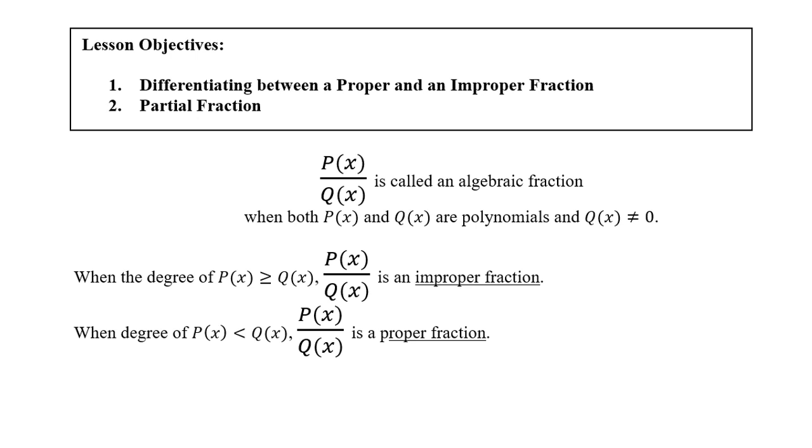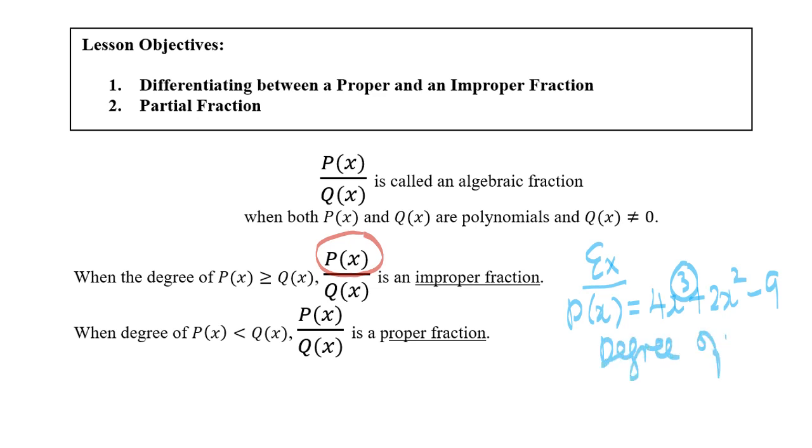Before we do partial fractions, we need to understand what an improper fraction and a proper fraction are. An improper fraction is when the degree of p of x... What does the degree of p of x mean? For example, if your p of x is 4x cubed plus 2x squared minus 9, the highest power is 3. In this case, we say that the degree of p of x is equal to 3.